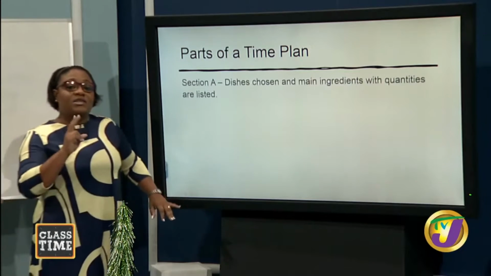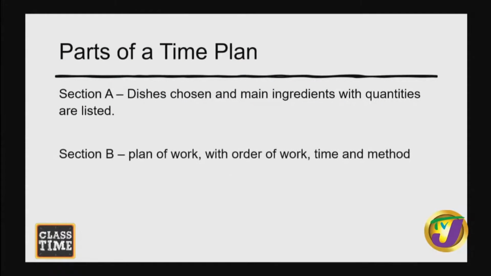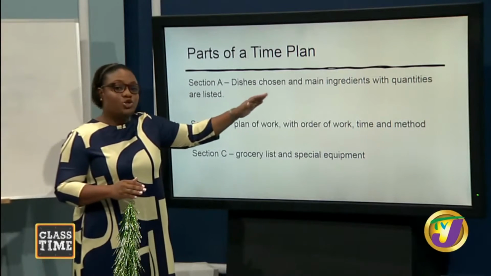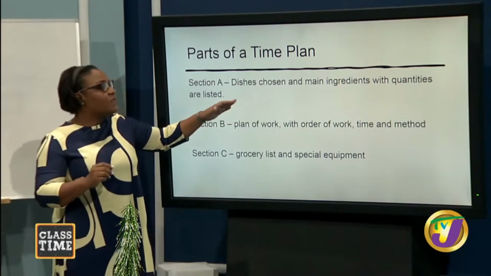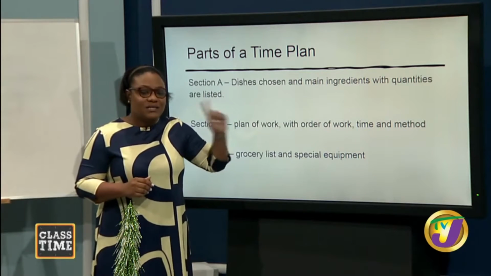The time plan has 3 parts: Section A, Section B, and Section C. Now, Section A is the section where you choose your dishes according to the task that is required of you. Now, the dishes that you choose, or activities chosen as it relates to family resource management, but we're focusing on food and nutrition for now. So the dishes that you will choose according to the task that is given must have the main ingredients with quantities.